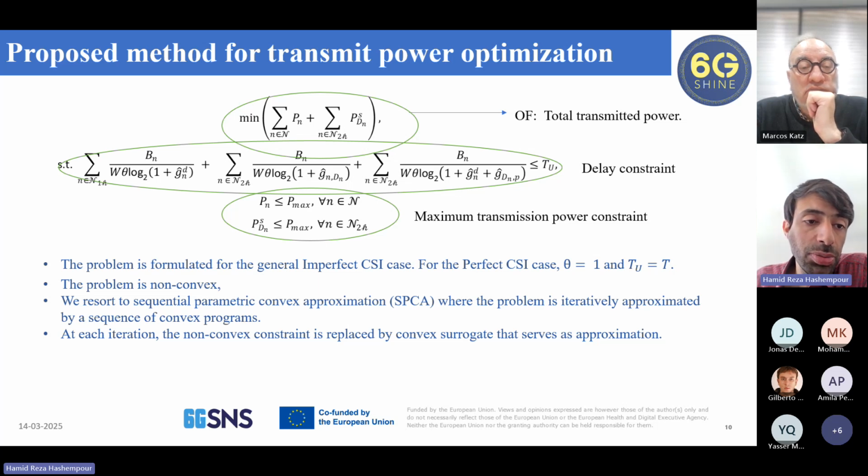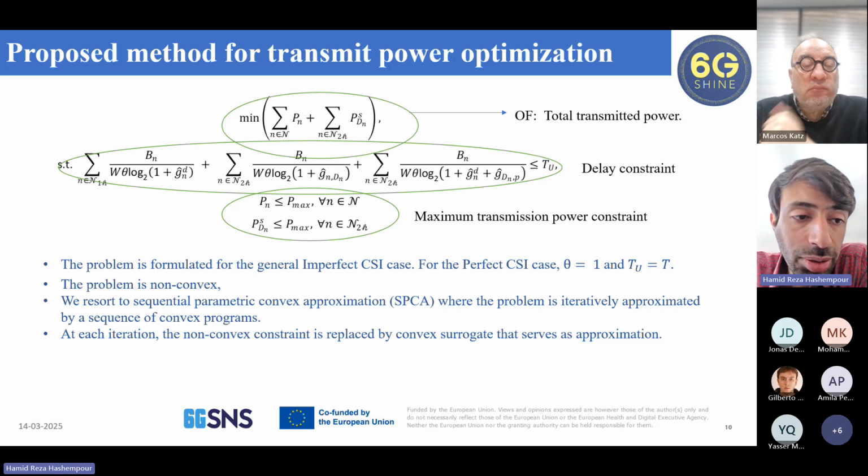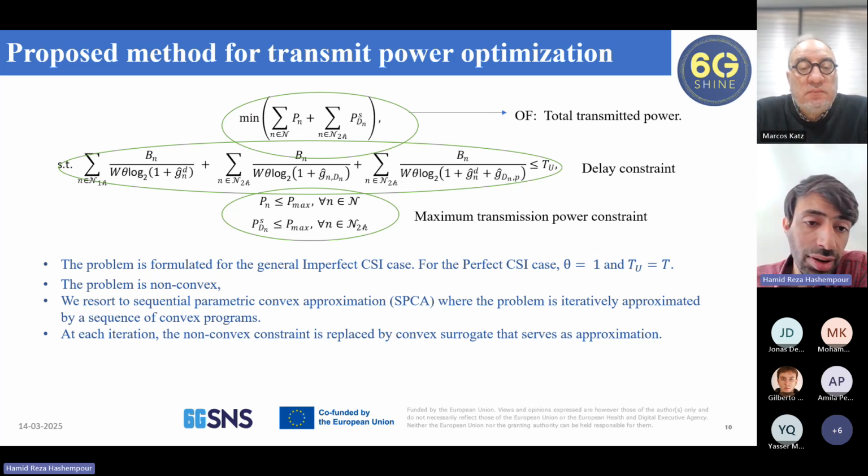As you can see, the problem is non-convex. We resort to sequential parametric convex approximation, or SPCA method, that's well known for solving this kind of problem. At each iteration, the non-convex constraints or functions are replaced by convex surrogates that serve as an approximation for solving the problem.